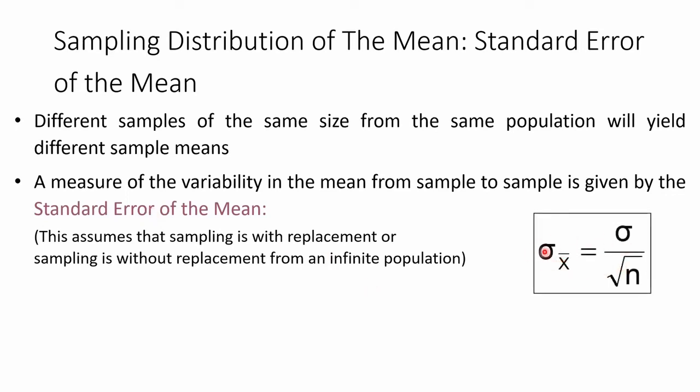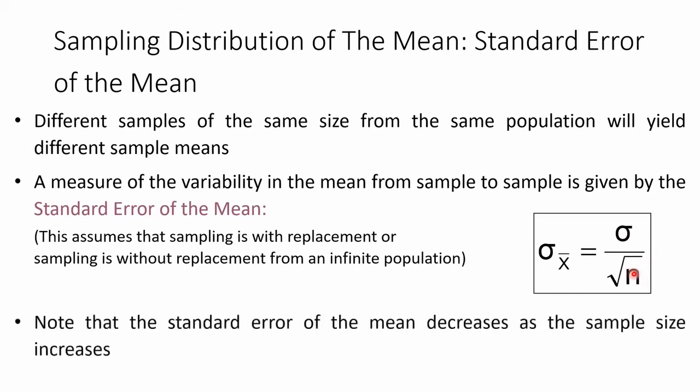The sigma x bar is the same sigma x bar which we looked at in the previous slide, which is the standard deviation of the sample means. And that is given by the population standard deviation sigma divided by the square root of the sample size n, right? So if you notice here, as n, your sample size, increases, your standard error given by sigma x bar would decrease. That is an important observation.